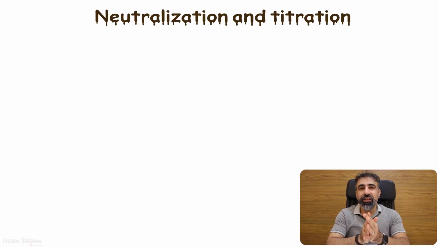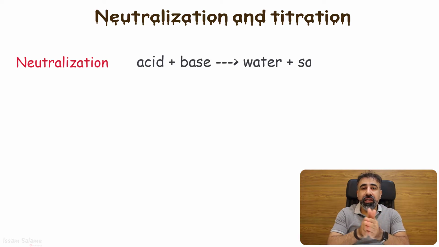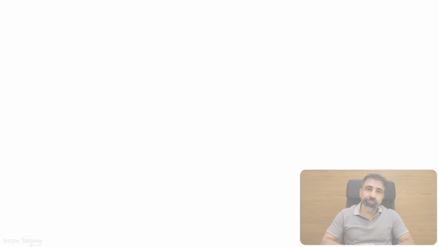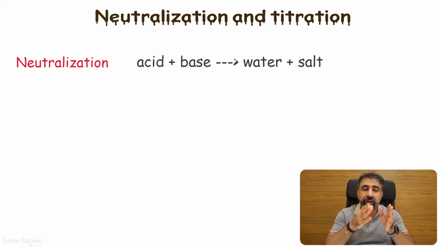Neutralization and titration. Neutralization is the reaction between an acid and a base to get water and salt. It's clear that if you have an acid with pH less than 7 and you want to make it neutral, you have to add to it a base.